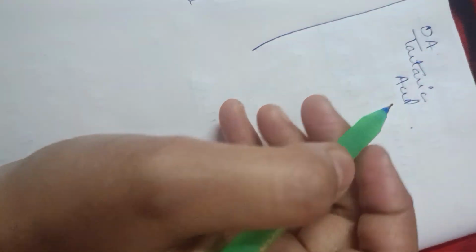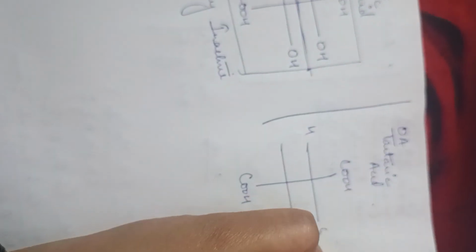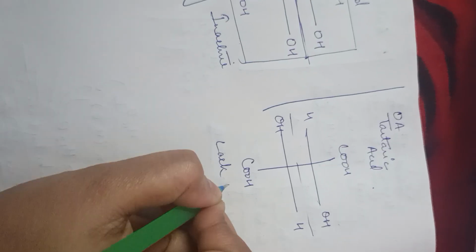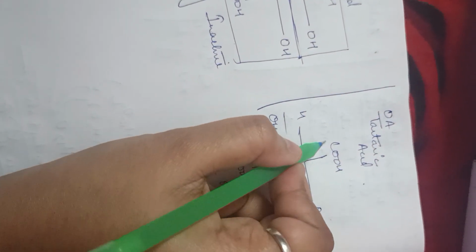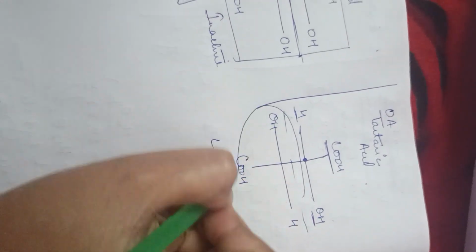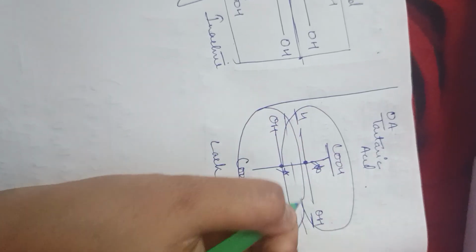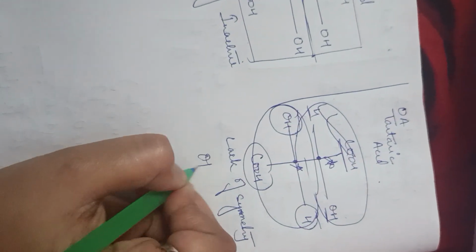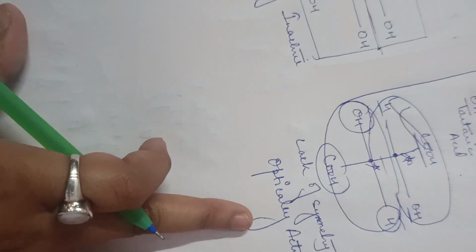But if I talk about optically active tartaric acid, then it is like this: COOH, COOH, HOH, OH. So there is lack of symmetry. And this carbon has one COOH, one OH, and a totally different group, so this is a chiral carbon. This carbon is also a chiral carbon: it has a group at one end, H, COOH, and OH. So this compound is optically active. Understood?